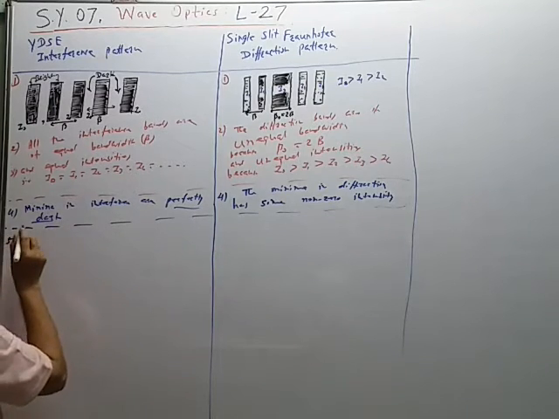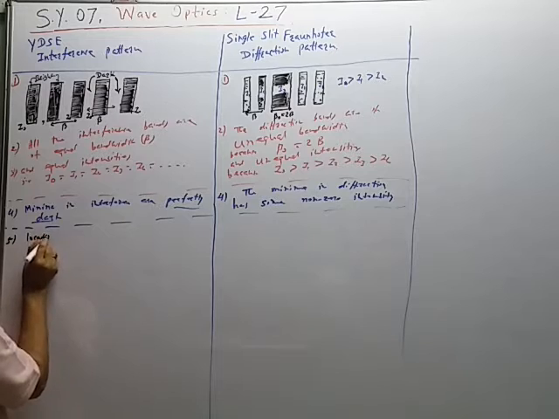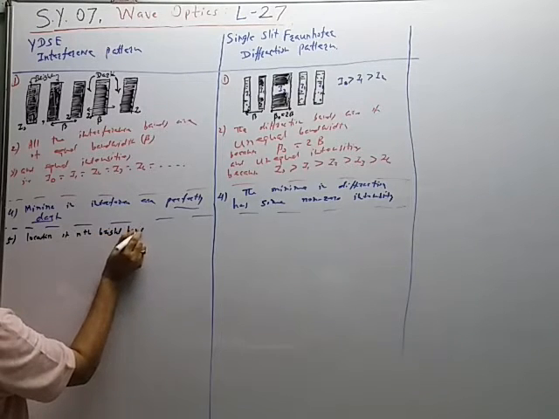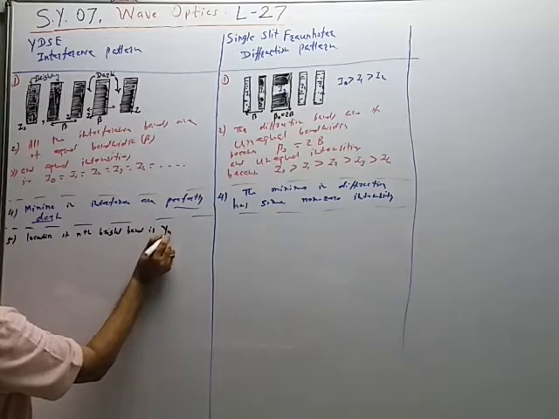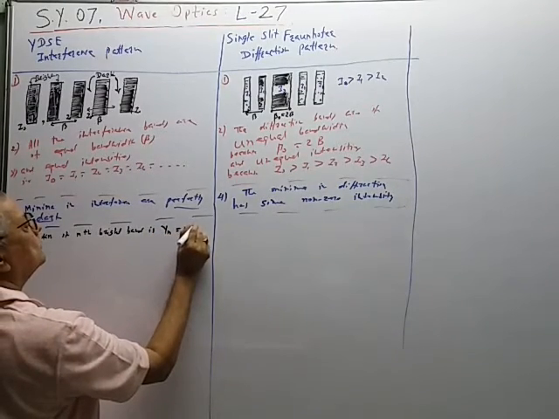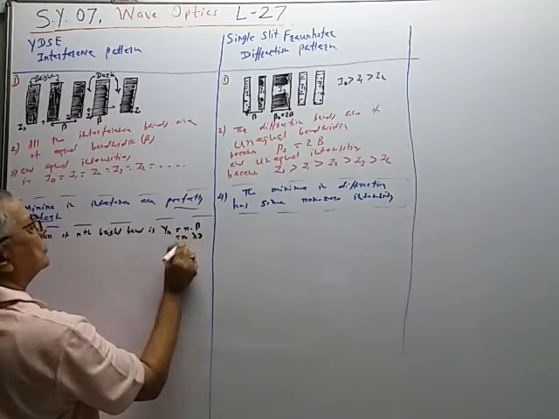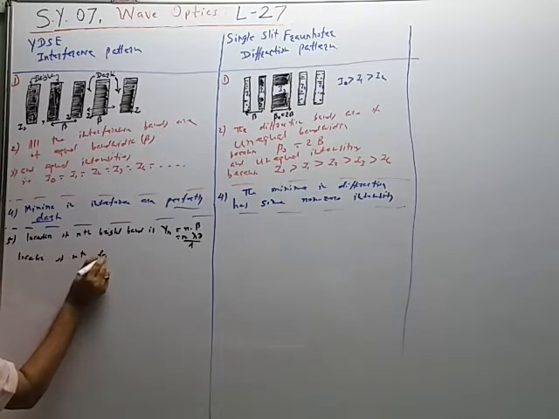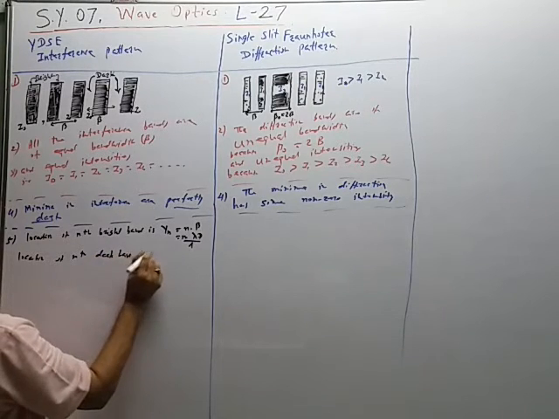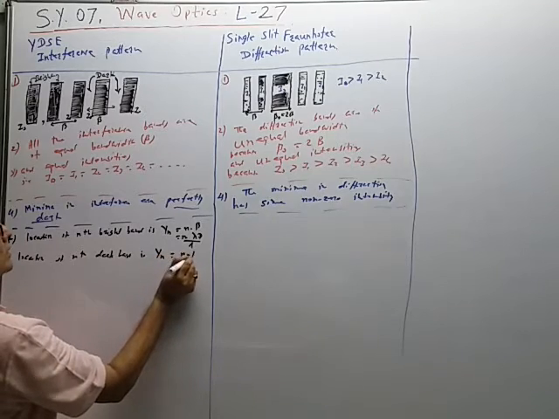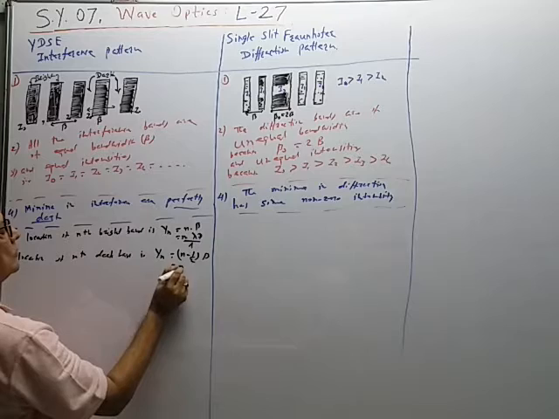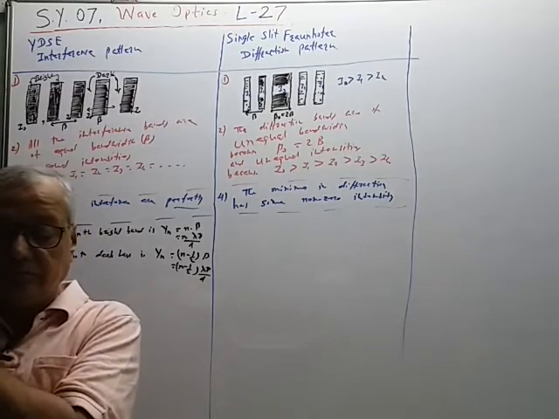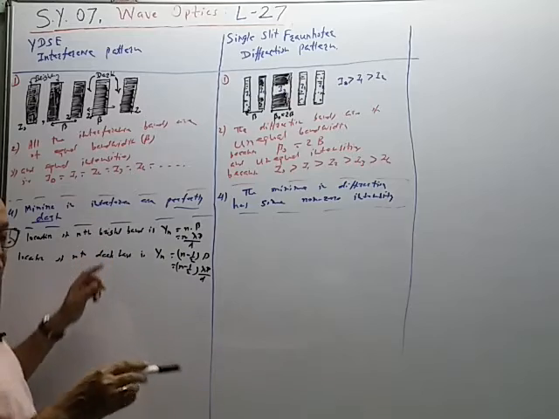Fifth, location of nth bright band is Yn is equal to n into beta, that is n into lambda into capital D upon small d. Location of nth dark band is Yn is equal to n minus half beta, that is equal to n minus half into lambda into capital D upon small d. So the values of path difference are obtained from this equation.